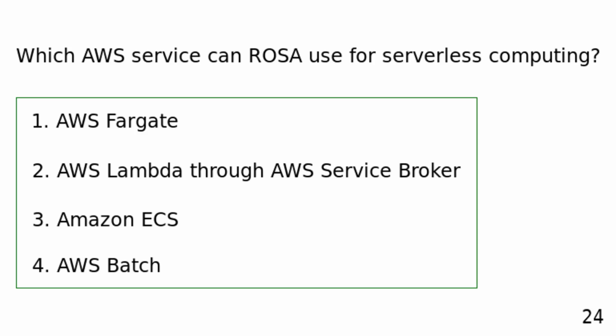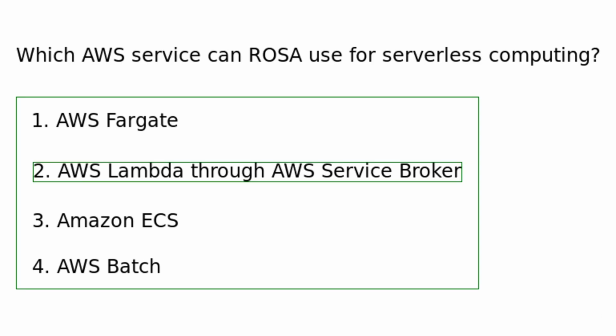Which AWS service can ROSA use for serverless computing? AWS Fargate. AWS Lambda through AWS Service Broker. Amazon ECS. AWS Batch. ROSA can use AWS Lambda through the AWS Service Broker, enabling serverless computing within OpenShift.